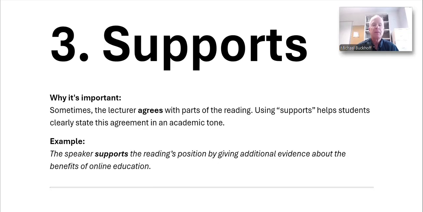Number 3, supports. Sometimes the lecture agrees with parts of the reading. Using supports helps you to clearly state this agreement in an academic tone. For example, the speaker supports the reading's position by giving additional evidence about the benefits of online education.